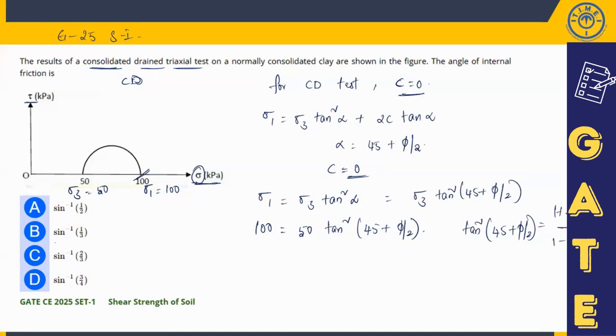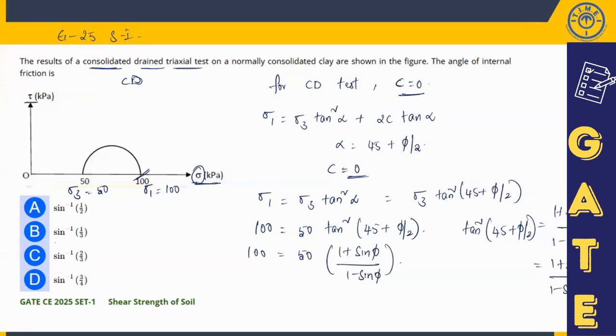So the 2 and 2 will get cancelled. That gives 1 plus sine phi. That is, while solving this question, we need to know trigonometry as well. This question is linked to geotechnical engineering as well as trigonometry. 100 equal to 50 into 1 plus sine phi upon 1 minus sine phi.